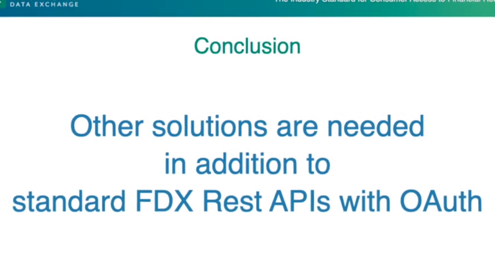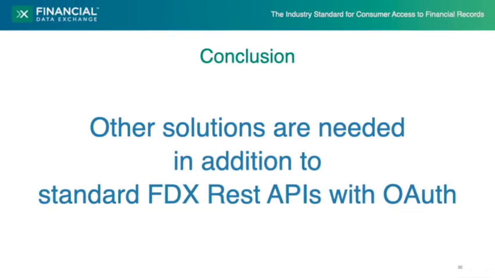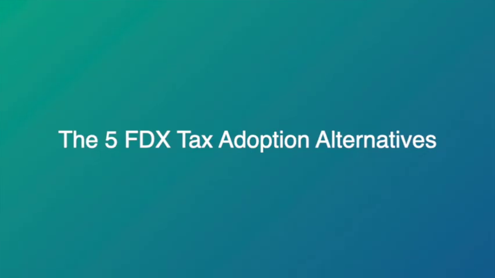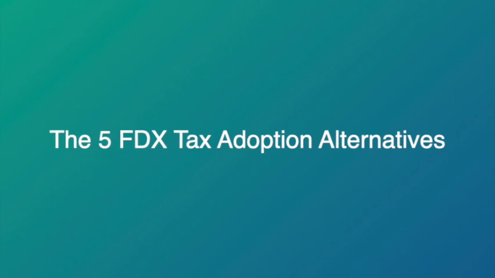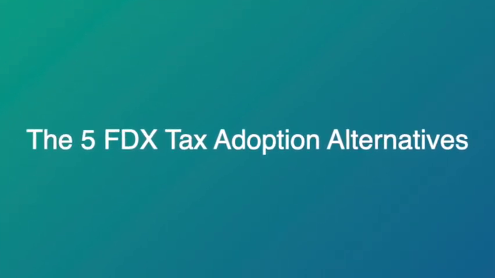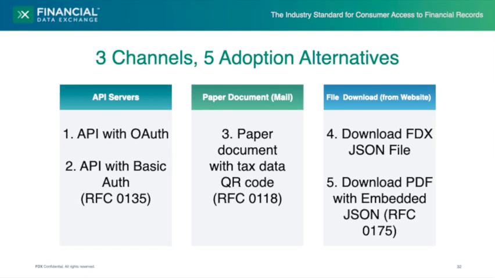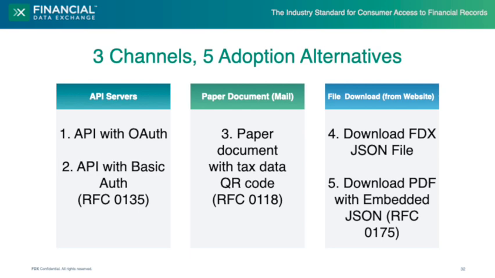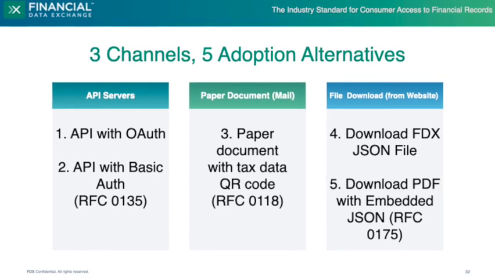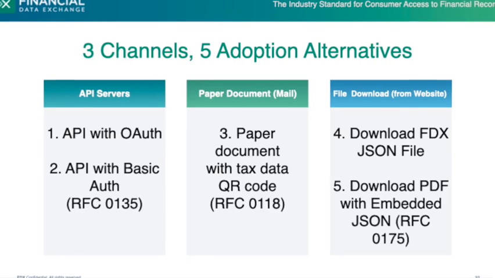Given these differences, solutions above and beyond FDX standard APIs have been defined by the Tax Task Force. The Tax Task Force has defined 5 ways that data providers and recipients can implement FDX tax. Because of these differences, there are 3 data distribution channels and a total of 5 different ways to implement FDX tax. There are 2 acceptable types of FDX tax API implementations.